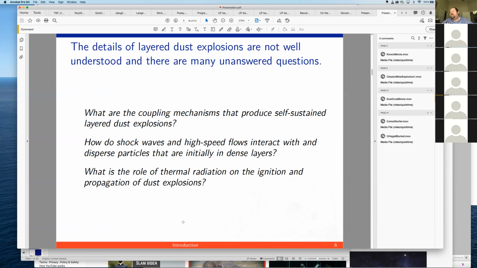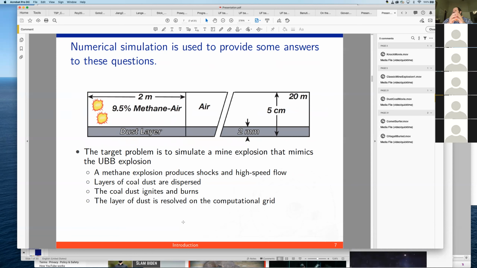And then what's the role of thermal radiation? All sorts of questions. And so we use numerical simulations. We basically mimicked the scenario either in the Brewston mine tests or the Upper Big Branch mine explosion. So we set up a computational scenario where we had a very long shaft here. I think Swagnik has basically this same height for his current simulations, 5 centimeters high. Only his channel is 40 meters in length.